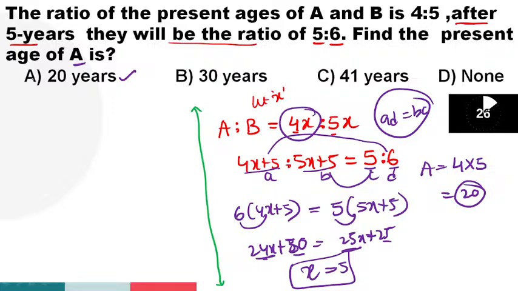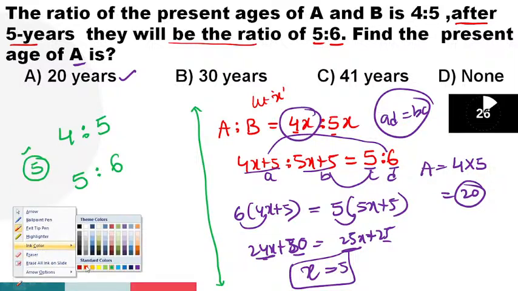Okay, right, Andy. I'm going to show the shortcut method here. The given information: A is to B is 4 is to 5. After 5 years, the ratio is how much? 5 is to 6. Listen, in problems with 'after', this same shortcut works. Note it down like this, the middle.